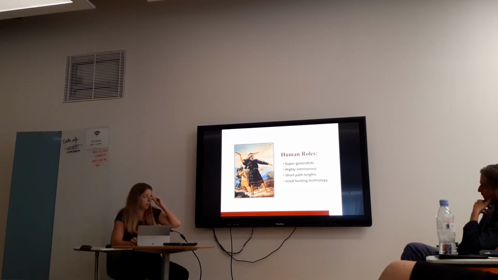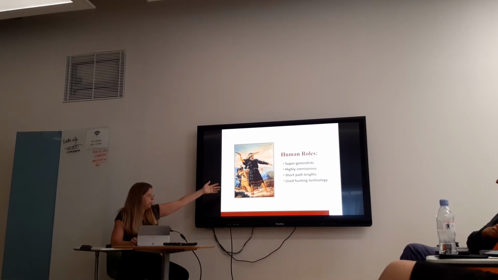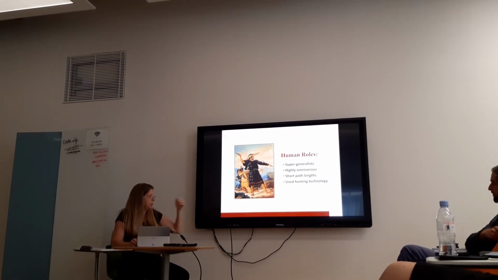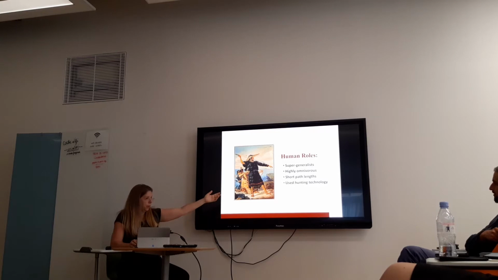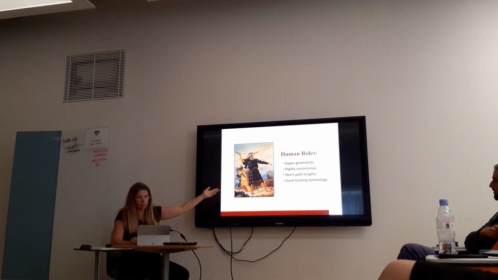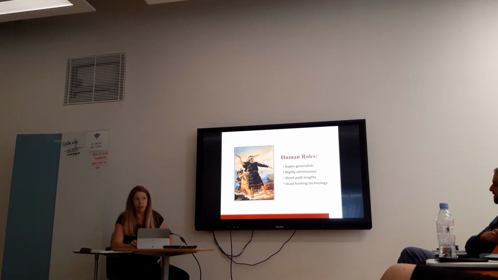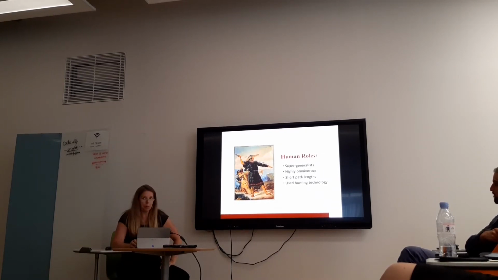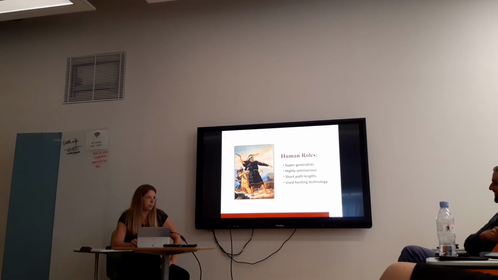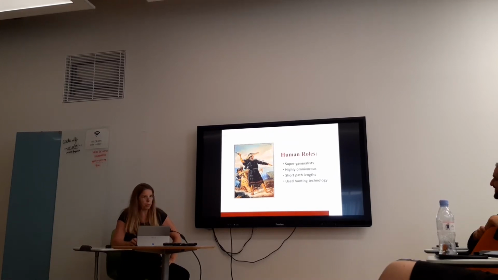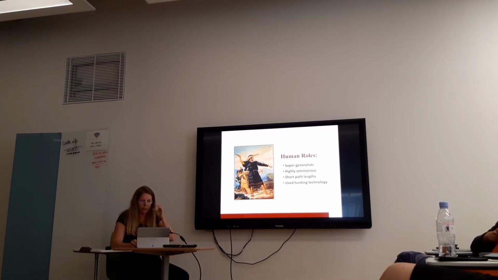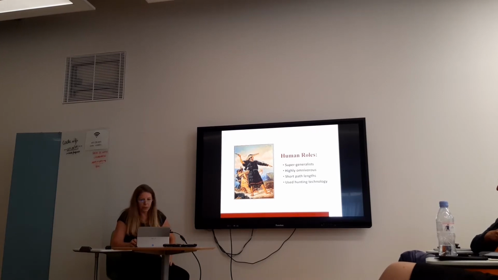In the system, what we're seeing is that humans are super generalists, they're highly omnivorous. They have very short path lengths to all other species, and of course, they're technologists. We're not the only species that uses or develops technology, we just happen to be really, really good at it. This will come up towards the end of the talk. Again, there's a lot here that I'm not going to talk about. You can always look at that paper.